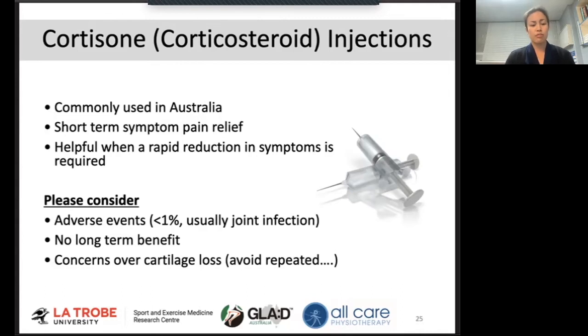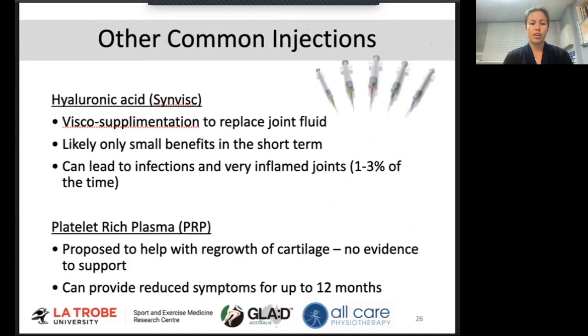It is important to remember, though, that because it is an invasive procedure, adverse events such as joint infections can occur. And if you keep getting repeated cortisone injections, so more than 8 over the course of 2 years, it can actually lead to cartilage loss, which is not what we're aiming for in arthritis. Other common injections which we see are often the Synvisc injection, and this is an artificial fluid proposed to replace joint fluid.